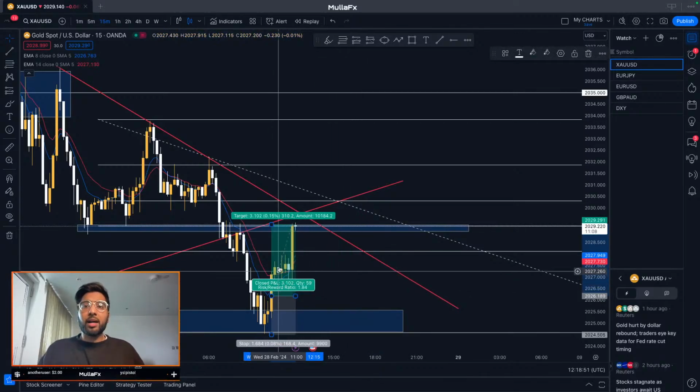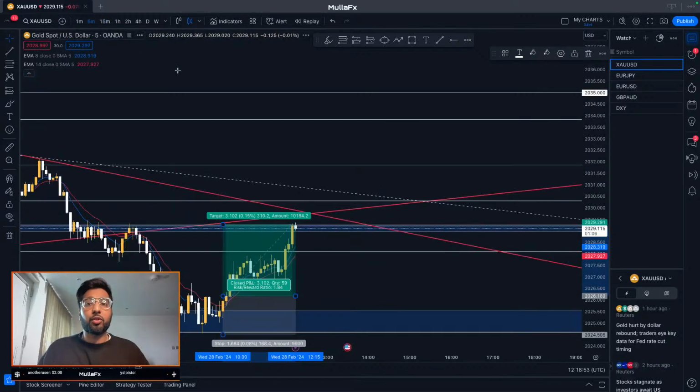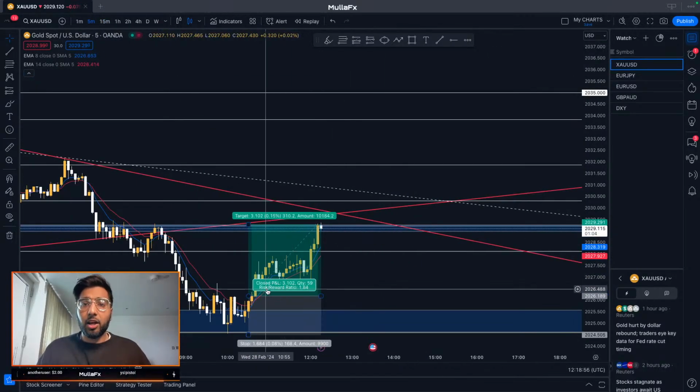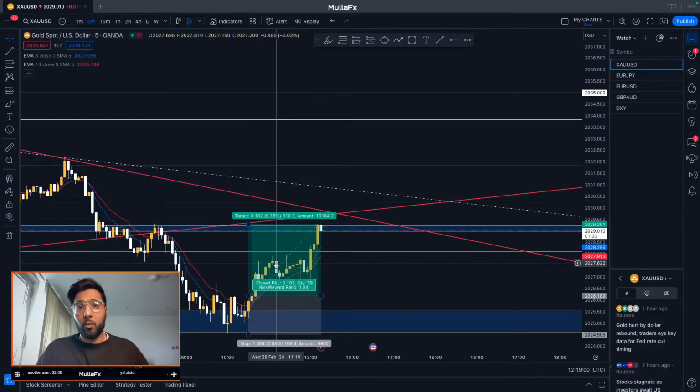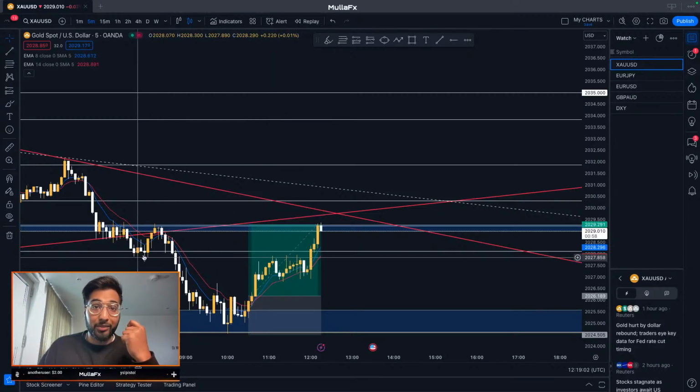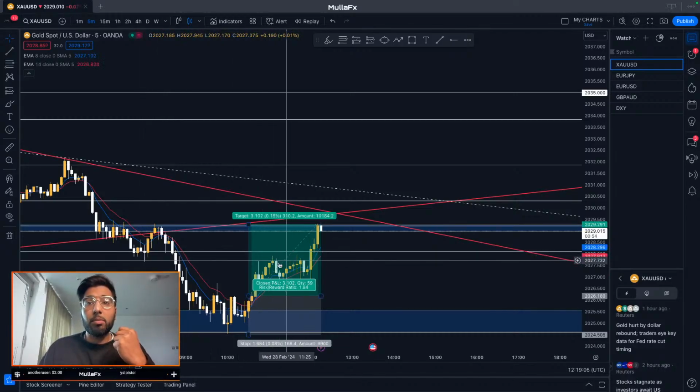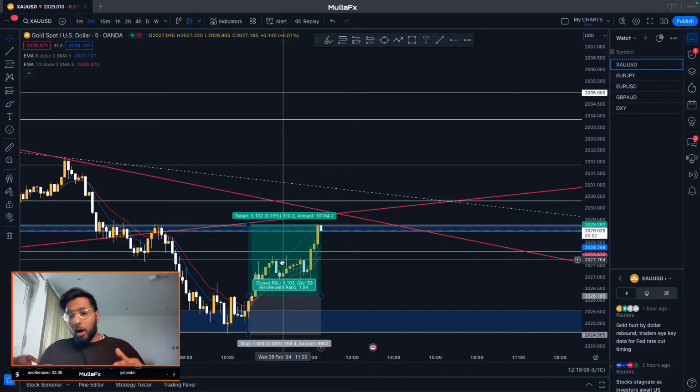Now, if we just go on the 5 minutes, you can see that price started to slow down right here. Where it got to this previous low, the lower lows, you can see price started to slow down. Now, a lot of traders will either close their full trade and sell, right? That's the difference between me as a trader and other people that trade.